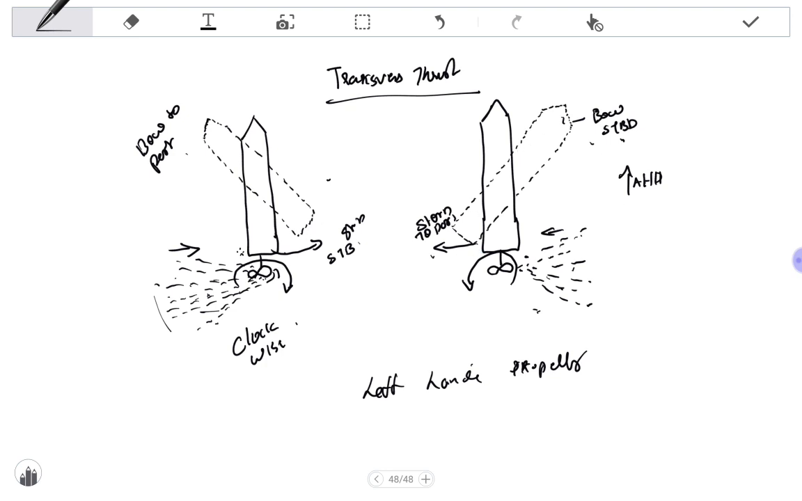So in a left-handed propeller, for a stern movement, the propeller will be turning in clockwise direction. So the propeller wash will be like this. The stern will go to starboard, bow to port.